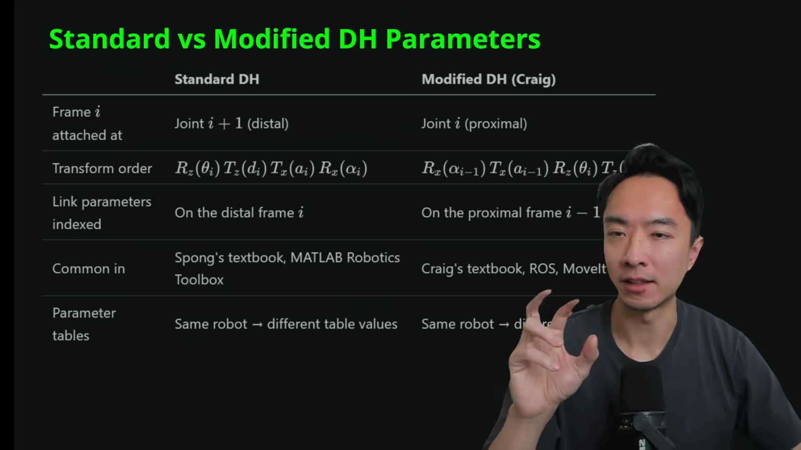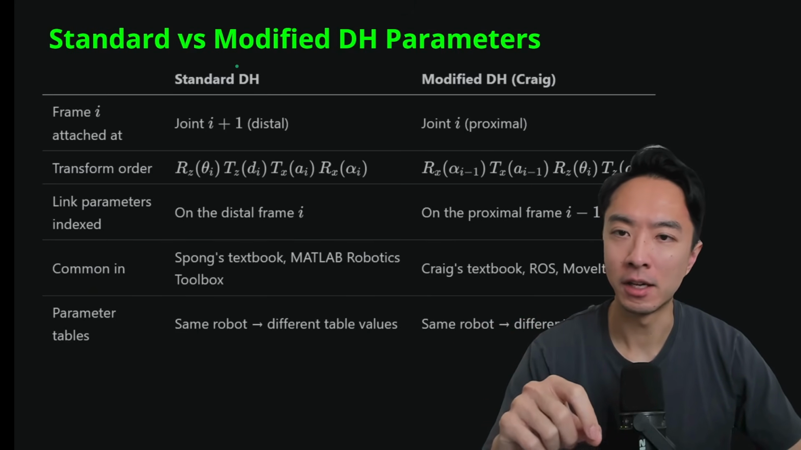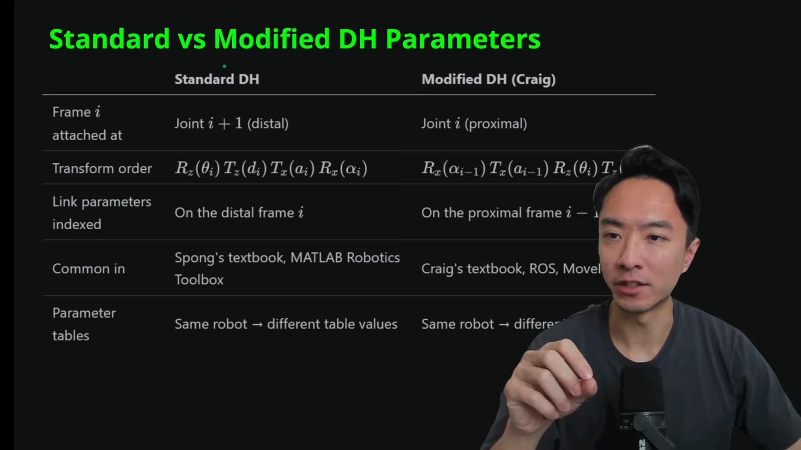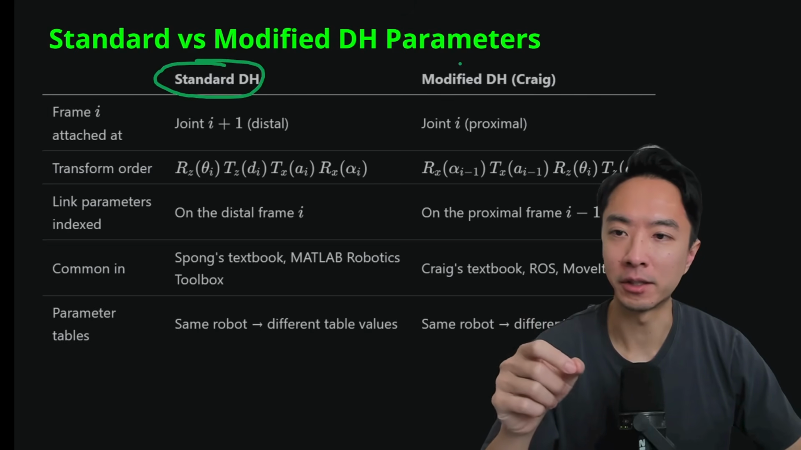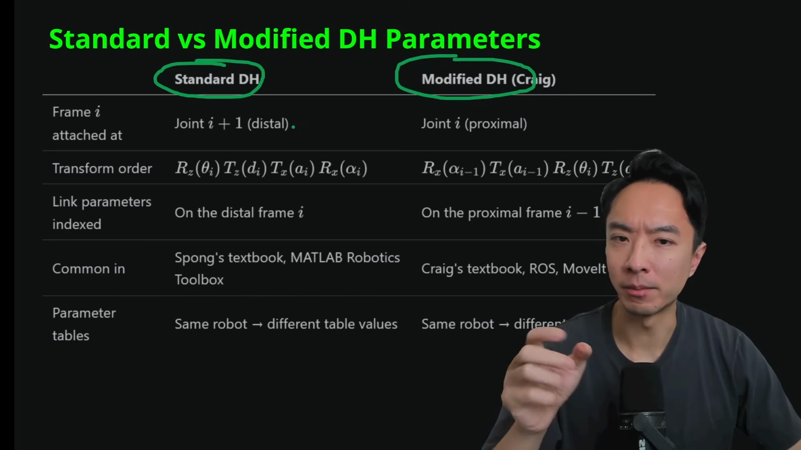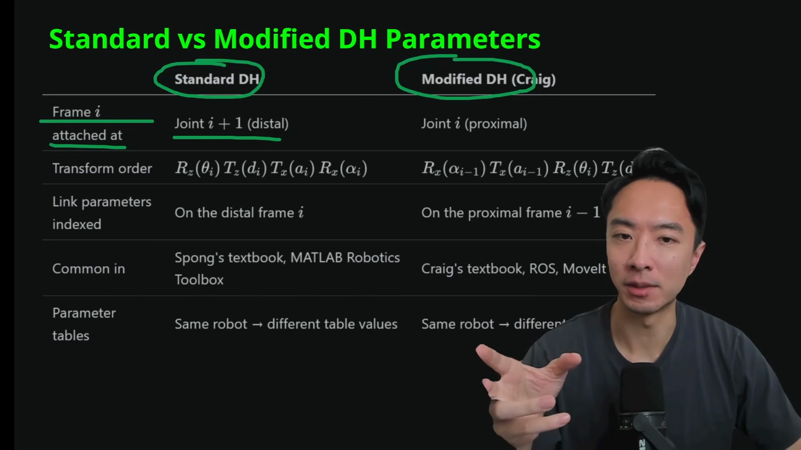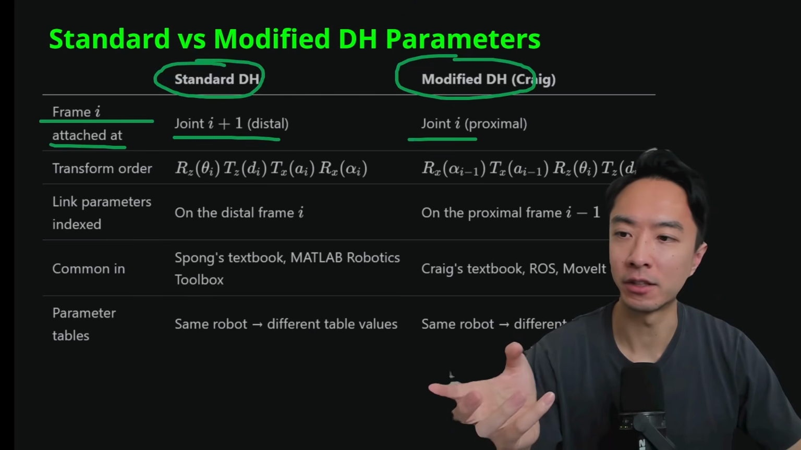So let's take a look at the difference between standard and modified DH parameters. You want to make sure you're choosing the right convention. The first column here is going to be standard. The second one is going to be the modified. Some of the main differences is the frame i attachment. For the standard, it's going to be i+1. Modified is at joint i.